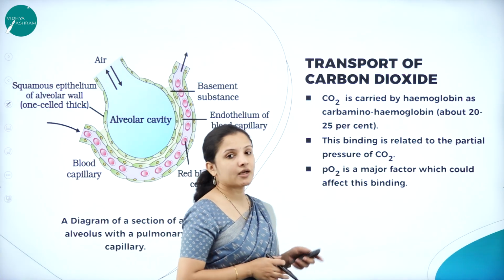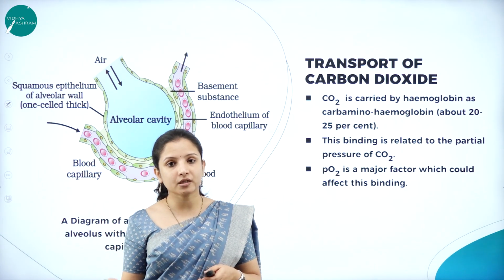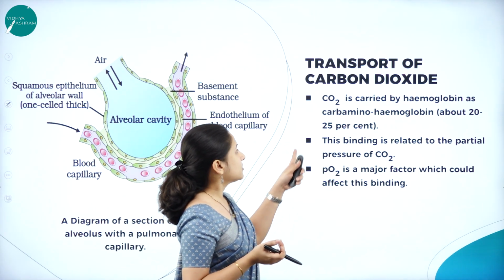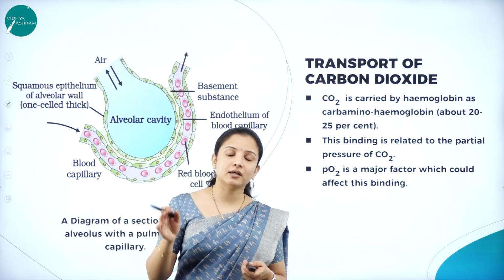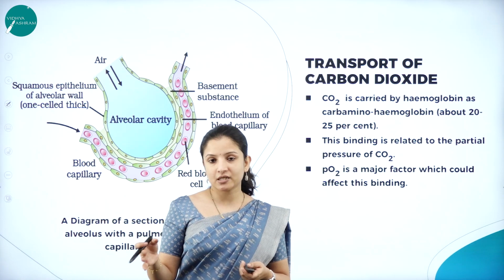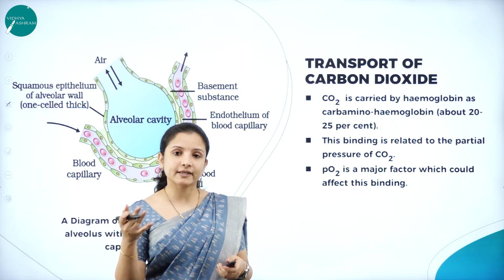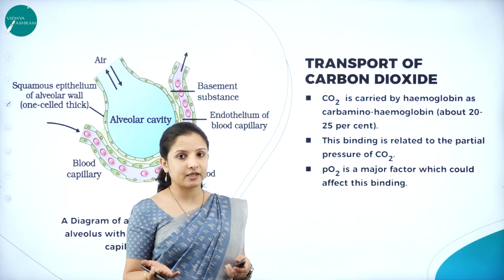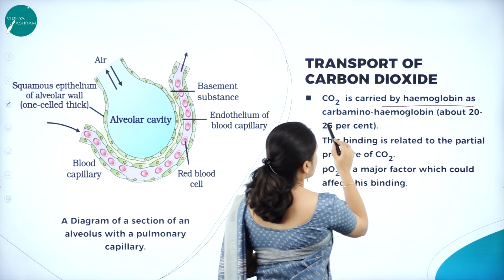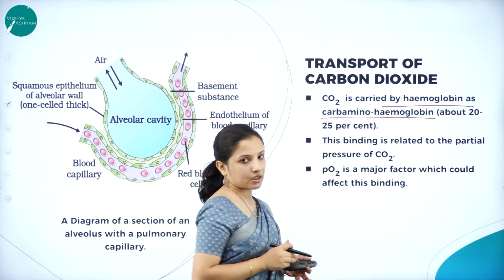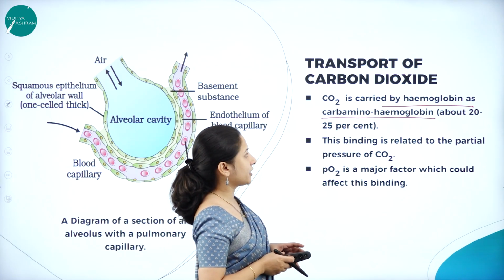Next, talking about the transport of carbon dioxide. From where will carbon dioxide be carried? It will be carried from the tissues into the alveoli, right? Carbon dioxide is also carried by the hemoglobin. Oxyhemoglobin has dissociated oxygen into the tissues. Now in the hemoglobin, oxygen is not there, it is empty. Now the carbon dioxide can be carried by the hemoglobin as carbaminohemoglobin. If carbon dioxide is carried by hemoglobin, it is called carbaminohemoglobin.